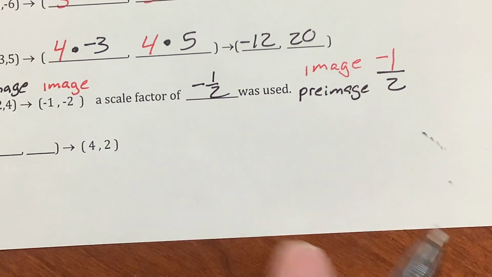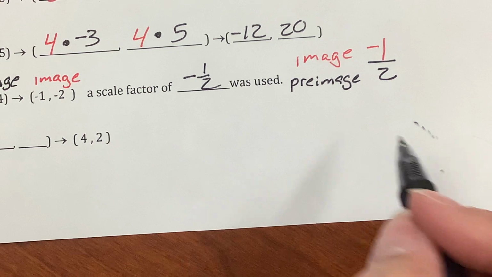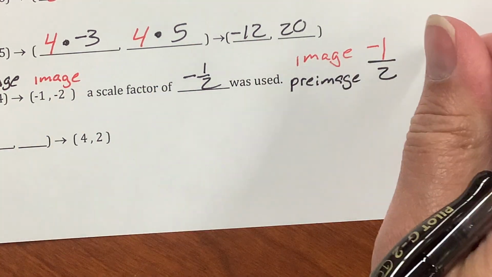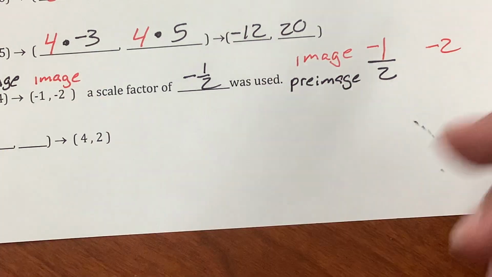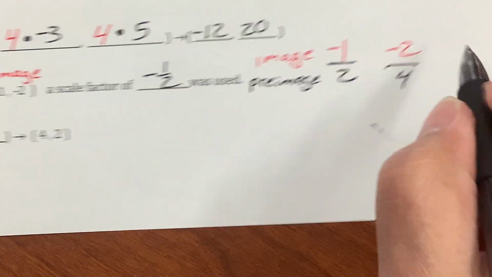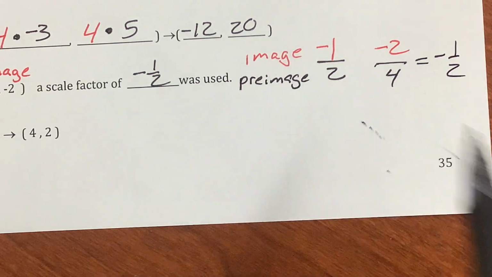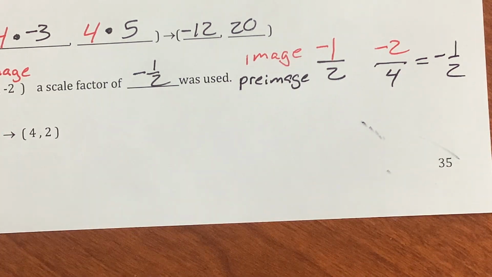I could have done the other coordinate. These were the x coordinates. I could have used the y coordinates because -2 divided by 4 is the same -1/2. So either way, you would get the same scale factor.